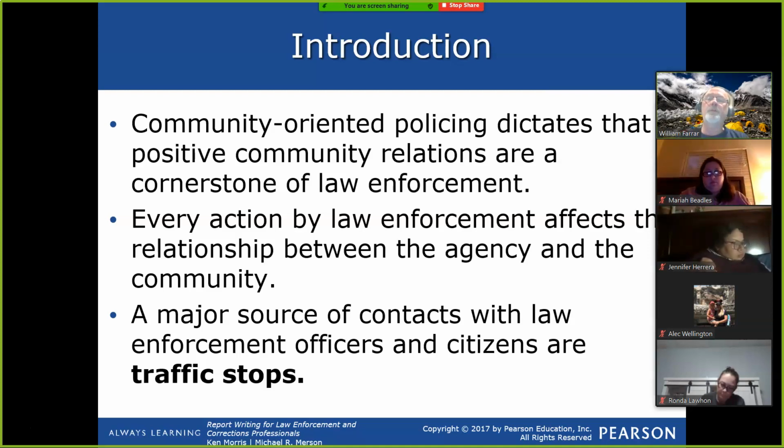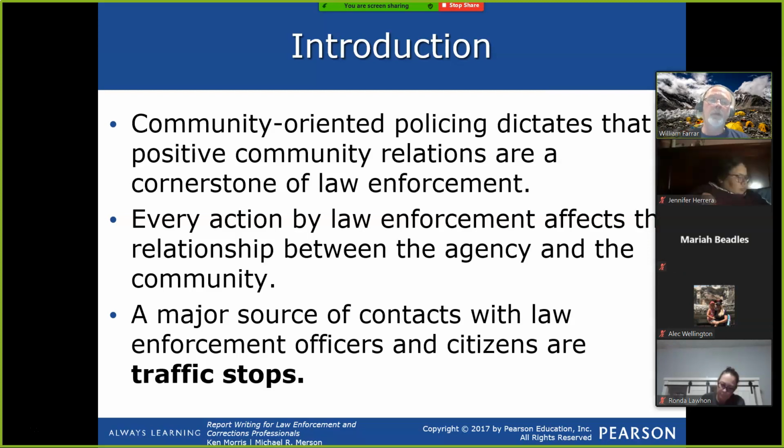So part of your textbook talks about community-oriented policing, and part of that whole concept of community policing involves positive community relationships. Because we've learned, or if you've taken a community policing class, that the relationship between law enforcement and the community is really the cornerstone of you getting your work done. And really every action by law enforcement affects that relationship between the agency and the community.